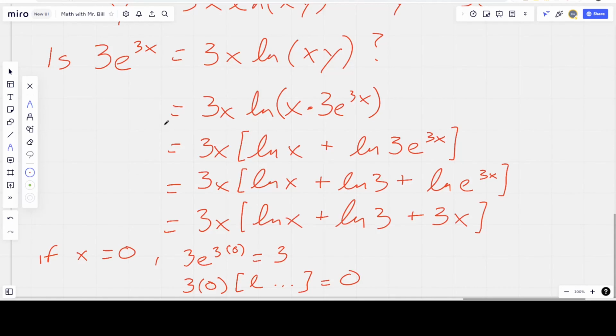So the original problem's not separable because there's no way to bring all of the y's to one side and all of the x's to another. And the given solution is not a solution to the differential equation.